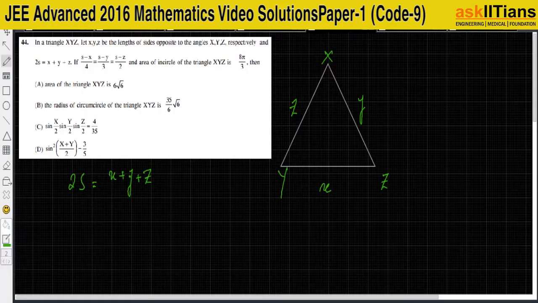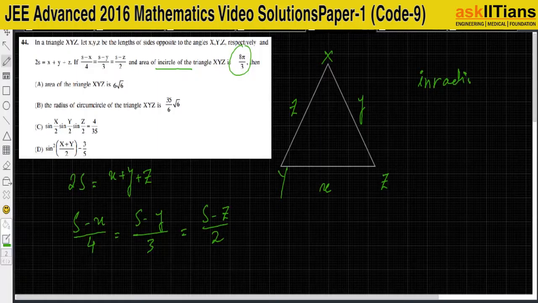So actually s is the semi-perimeter, and it's also given that s minus x divided by 4 is equal to s minus y divided by 3 is equal to s minus z divided by 2, and the area of the incircle is 8 pi by 3. So we have to check for the following options. So for the area of the incircle, if I assume the inradius to be small r, then pi r square will be equal to pi into 8 by 3. So from here I can surely say that r square will be 8 by 3.